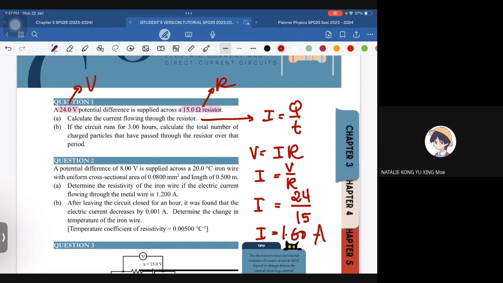Okay, so itu dia punya jawapan current. Simple je. Dia suruh guna je. Apply je lah, substitute. Kira, guna calculator. Okay. Lepas tu kita tengok pula. Kita ada circuit. Runs for 3 hours sudah.